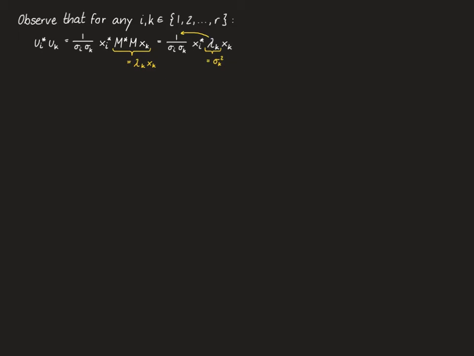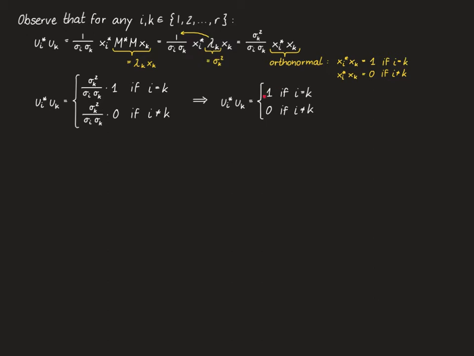So we get here that this is equal to sigma k squared divided by sigma i and sigma k times xi star xk. Now, with the fact that the eigenvectors are orthonormal, it follows that xi star xk is equal to 1 if i is equal to k and 0 otherwise. So therefore, we obtain for the product of ui star and uk that this must be equal to 1 if i is equal to k, and it must be equal to 0 if i is not equal to k.